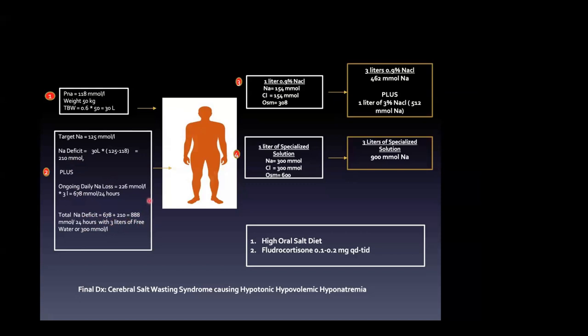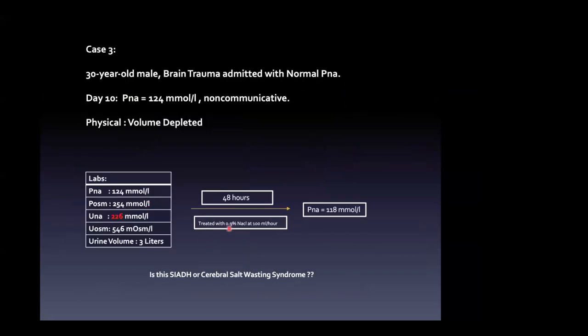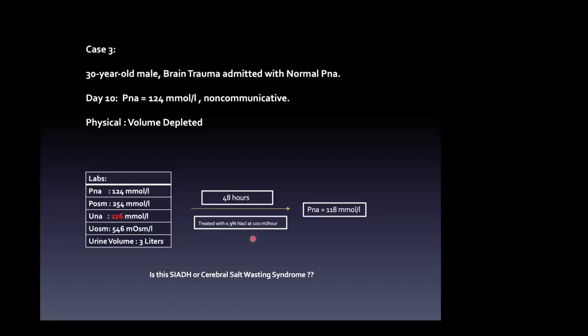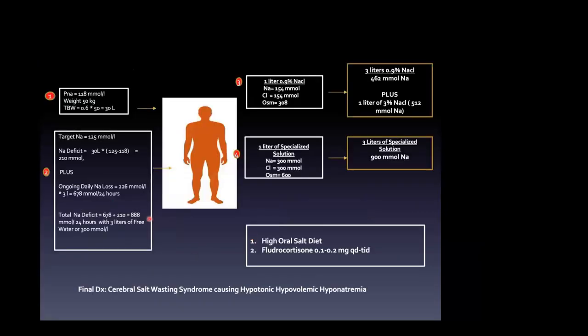Now, that was the reason why his sodium didn't go up, because if you give this patient normal saline at 100 mLs per hour, you are only giving him around 3 liters of fluid and around 154 times 3, that is around 450 millimoles of sodium. You actually had to give this patient around 900 millimoles of sodium in 3 liters. So how do you give 900 millimoles in 3 liters?